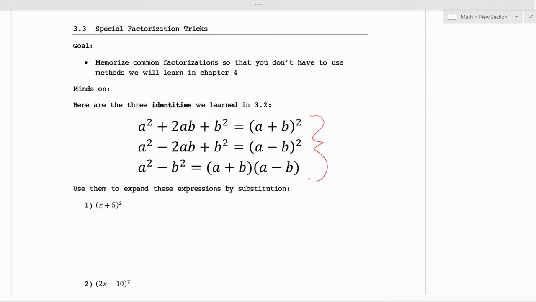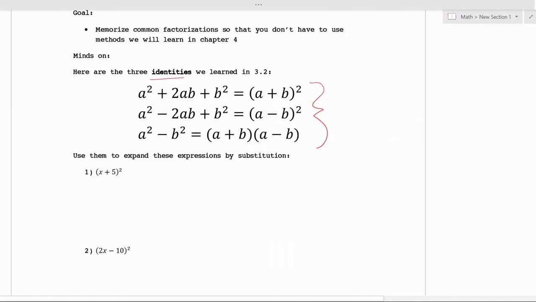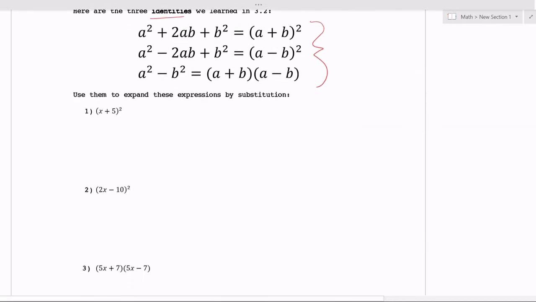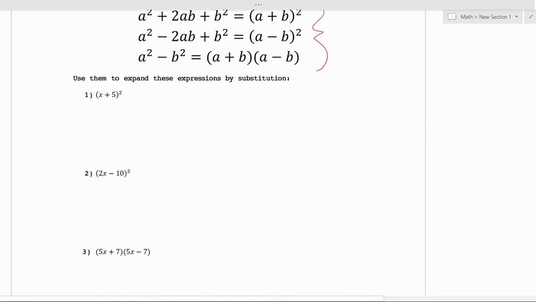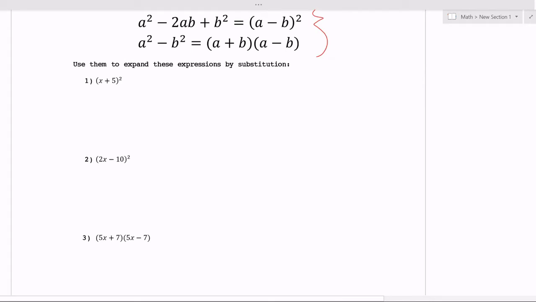They're actually called identities in math, and an identity is something that is always true. We're going to just practice expanding with these, just like we did in section 3.2. So there's three problems to practice expanding. I'll do these by following the rule, but you should pause and do them yourself.